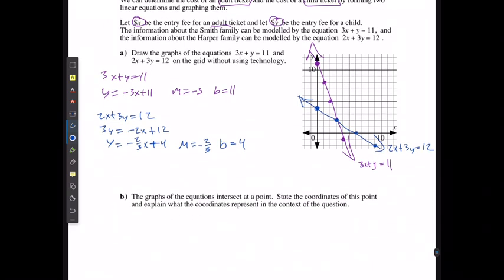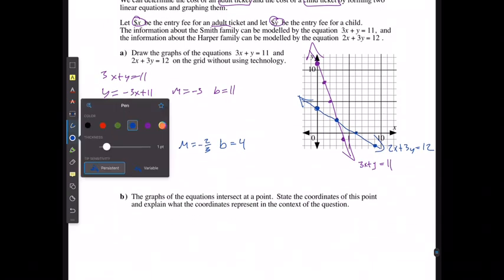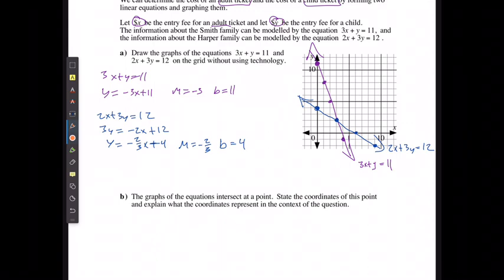Now, like it says, the graphs of the equations intersect at a point. State the coordinates of this point. Well, the coordinates where these two cross are at (3, 2). What do these coordinates mean in the context of this question?